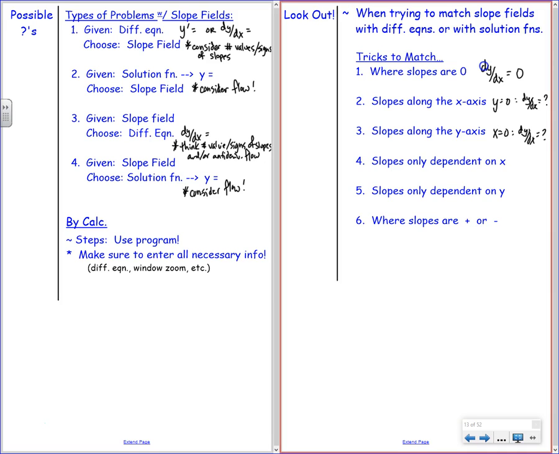Different things you would just think about as far as solving. Only dependent on x, those would be following vertical lines like we saw. Only dependent on y, following horizontal lines. And then where the slopes are positive or negative, I would say check the signs of the quadrants. But anyway, those are all just things that I use.